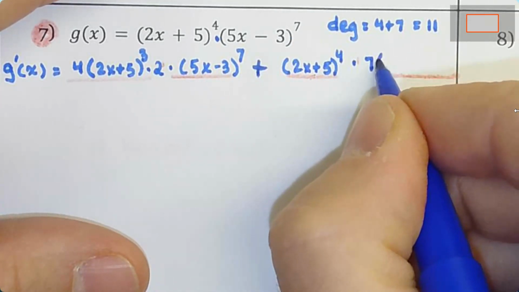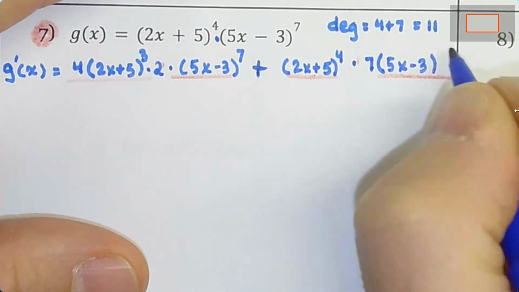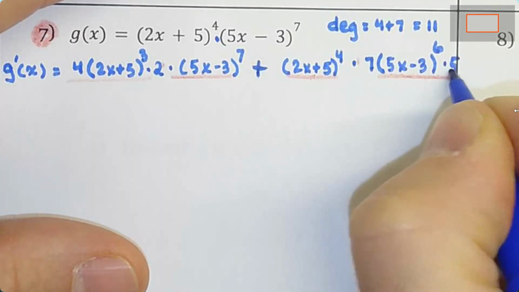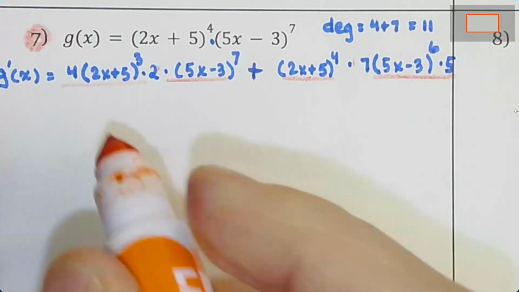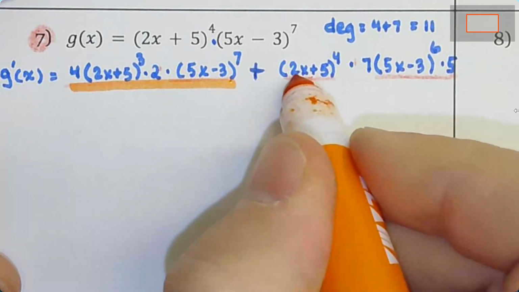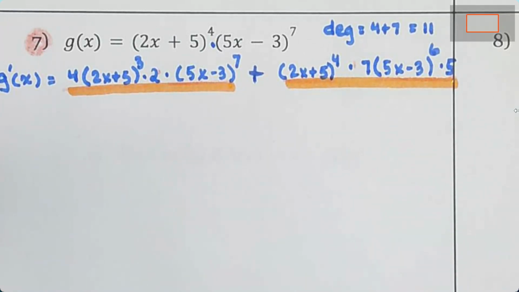Again, this is going to be a chain rule, so bring the 7 down to the 6th multiplied by 5. All right, now just like on the previous problem, see how we have 2 terms? In my opinion, this is the hard part. You need to factor everything you can out of those 2 terms.